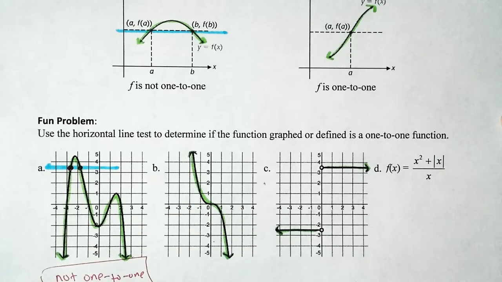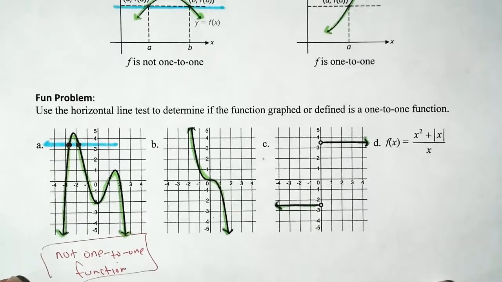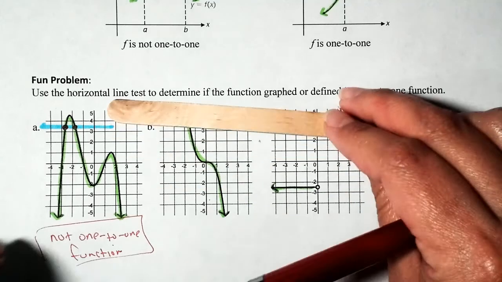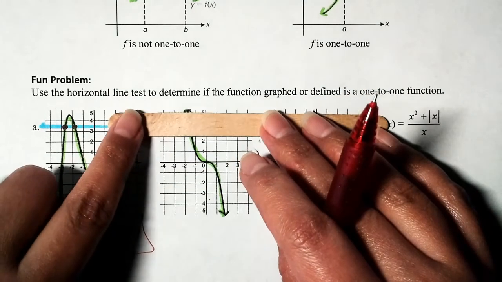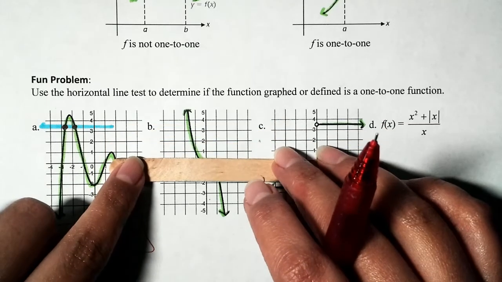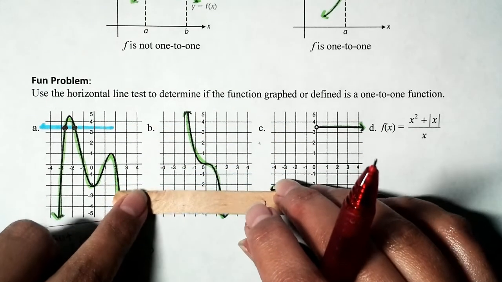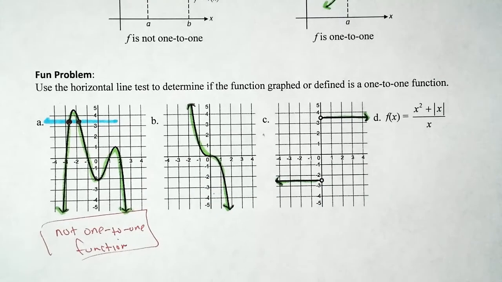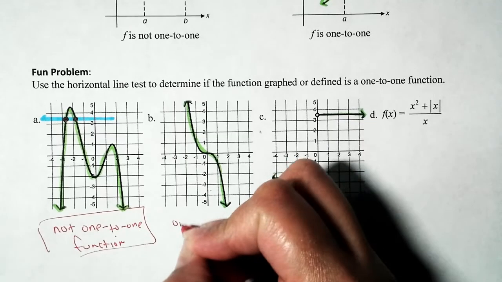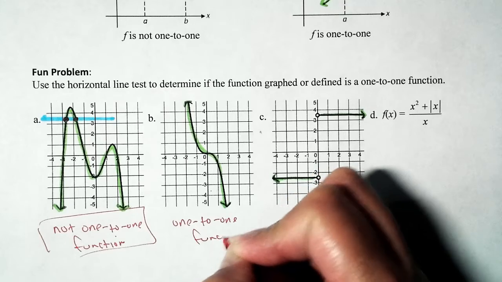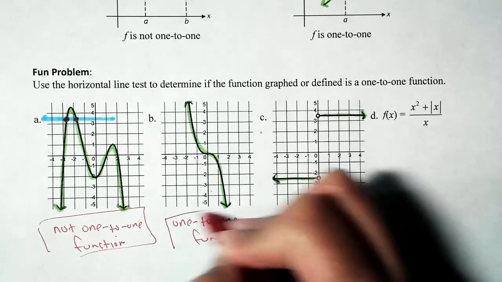Fantastic. Problem B. Does this graph represent the graph of a one-to-one function? Same speech. We're going to take our horizontal line and slide it down in slow motion. Beautiful. It's touching the graph in no more than one place at any given time. This graph passes the horizontal line test with flying colors, so this graph does represent the graph of a one-to-one function. Cool. So the first one is no, the second one is yes.